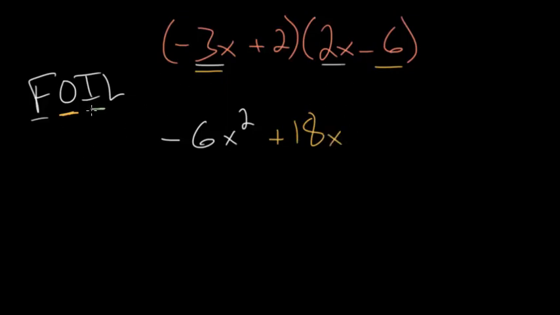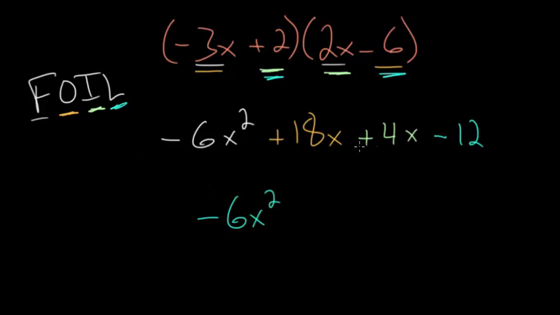And then we move to the inner terms, so that's this plus 2 and this 2x, so that would be plus 4x. And finally, we move to the last terms. So that would be the plus 2 and the minus 6, so we get minus 12 for that. And now we just combine everything. So we get minus 6x squared, and then combining the like terms here in the center, we get plus 22x minus 12.